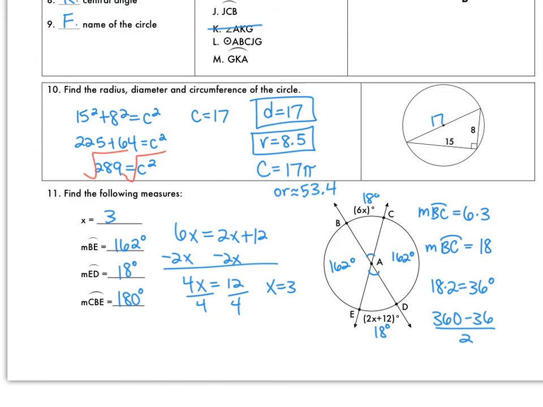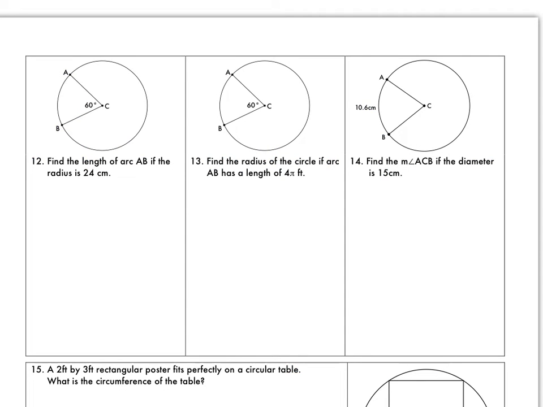That's it for the first page. For the second page, find the length of the arc AB if the radius is 24 centimeters. Okay, so we've got the arc length formula, so it's going to be the fraction of the circle. So since this arc measure is 60 degrees, you do the arc measure divided by 360 to see what fraction of the circle that is, and that's obviously a sixth of the circle, multiplied by the circumference. So the radius is 24, so we know it's going to be 2 times pi times the radius of 24.